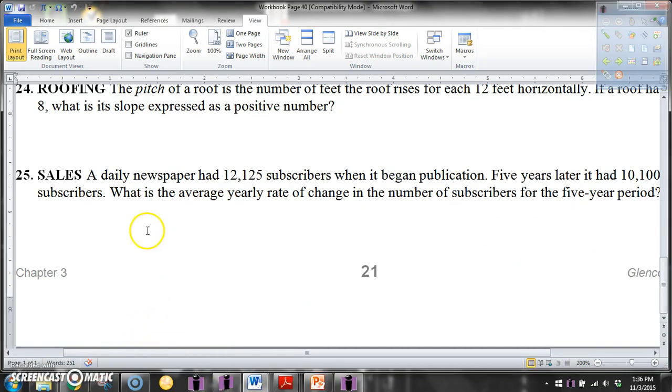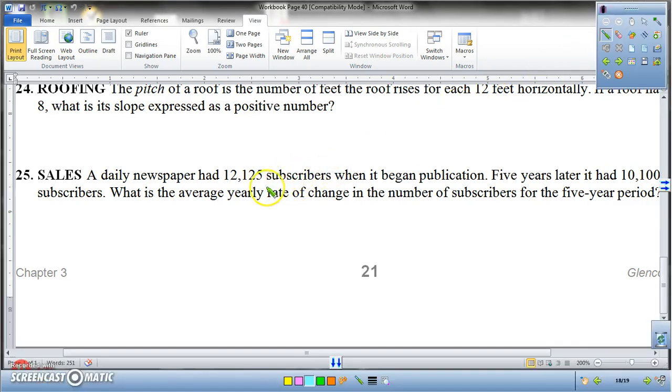Alright, this last problem, number 25. A daily newspaper had 12,125 subscribers when it began publication. 5 years later, it had 10,100. What is the average yearly rate of change in the number of subscribers for the 5-year period? It's asking me here for a rate of change. So that means I'm going to be finding the change in one value as compared to the change in another value. And I want the change of the subscribers compared to the 5-year period.